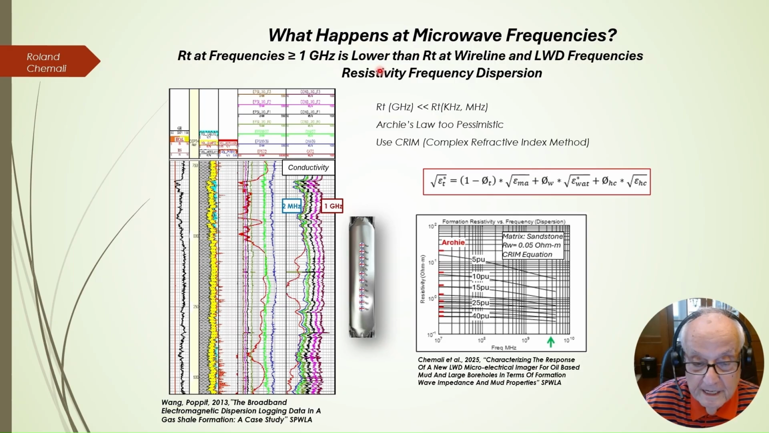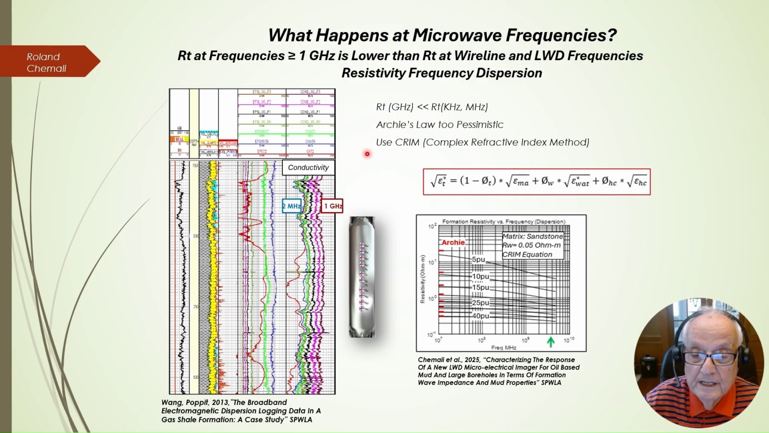There are few publications on that. I cite here a paper by Wang and Popit from Chevron, 2013, where they show this is the array dielectric tool from Schlumberger with frequencies going from 1 gigahertz to 2 megahertz, and it shows how the conductivity, which is the inverse of resistivity, varies with frequency. So if you use Archie's law for a measurement done at 1 gigahertz, you will miss 2/3 of the oil that's in place. That's why at gigahertz frequency, giga meaning 10 to the ninth, you cannot use Archie's law.